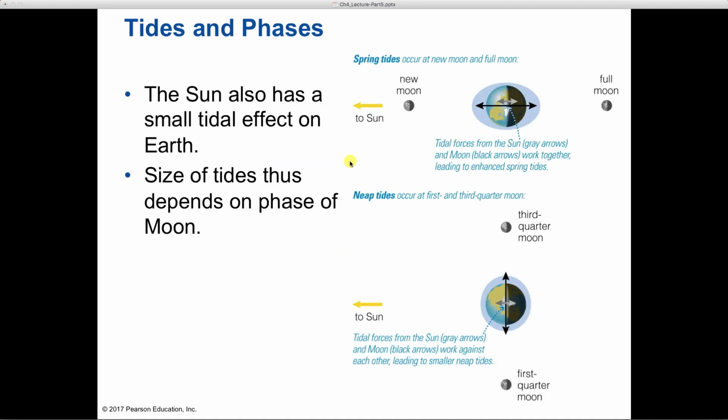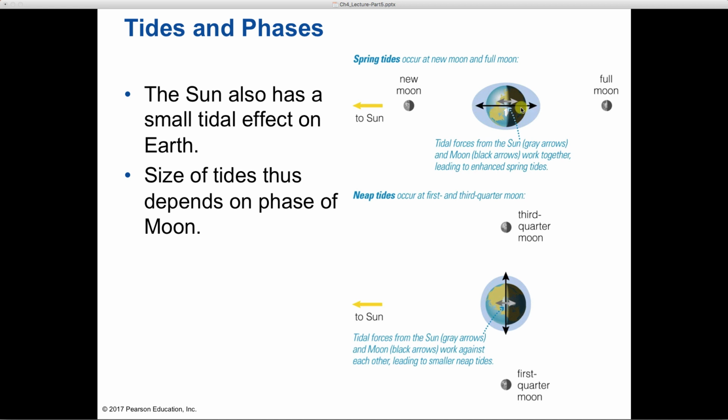So the sun has an effect as well. When there's a new moon and a full moon, the sun is also pulling on the Earth. And the sun also will pull on this nearer side of the ocean stronger than it'll pull on the far side. The sun will also cause a tidal bulge. But these gray double arrows indicate that the effect of the sun is smaller than the effect of the moon.